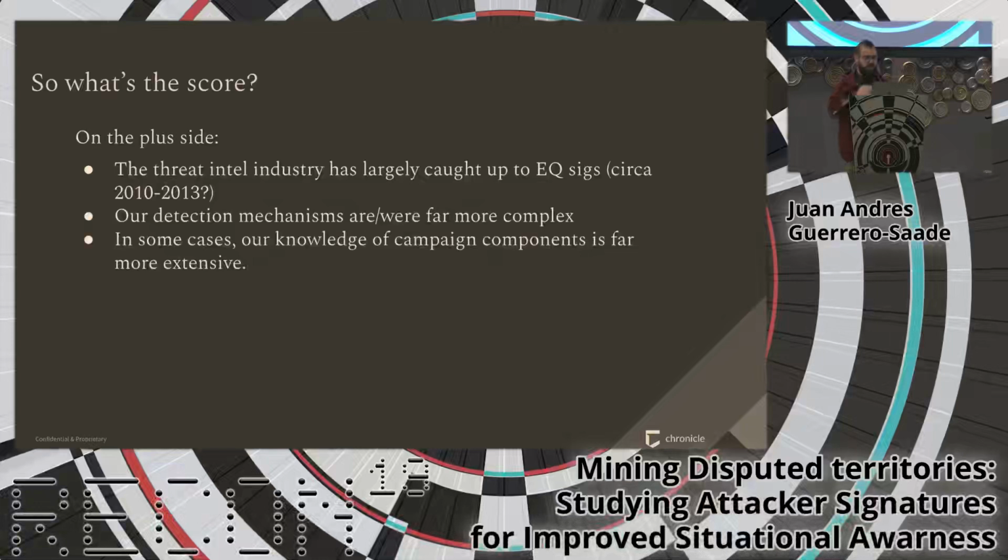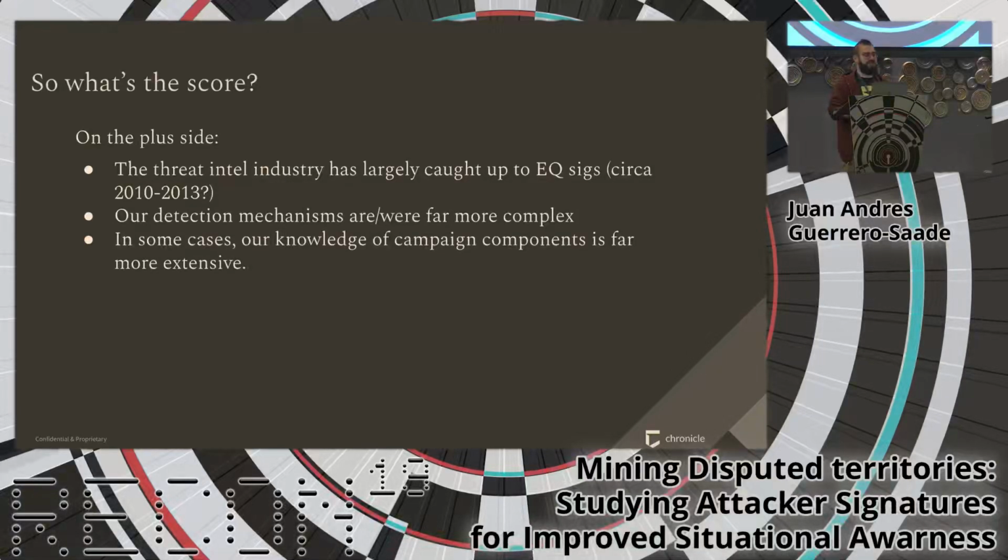There we go. So the threat intelligence industry, for the most part, has caught up with the Equation Group signatures from 2010 to 2013. I'm sure they're doing a much better job going forward, especially as the private sector gets into it. AV detection mechanisms are obviously much better than just having registry key file names. But I will say they have knowledge of campaigns involving some of these components that's much more extensive than what we can see from the information that we have.